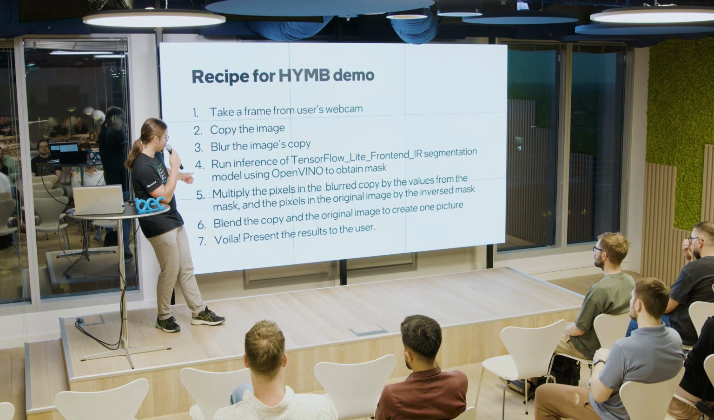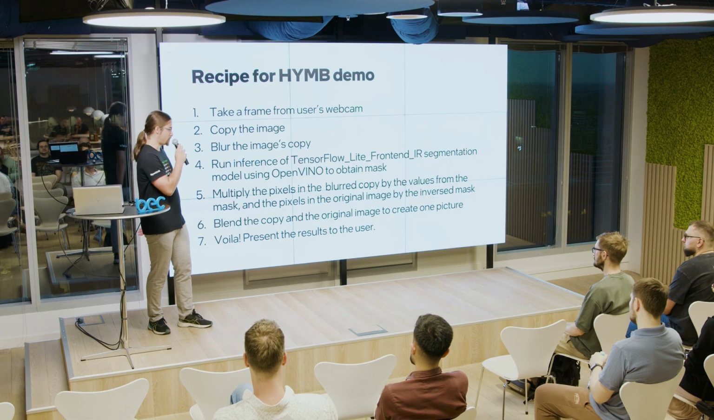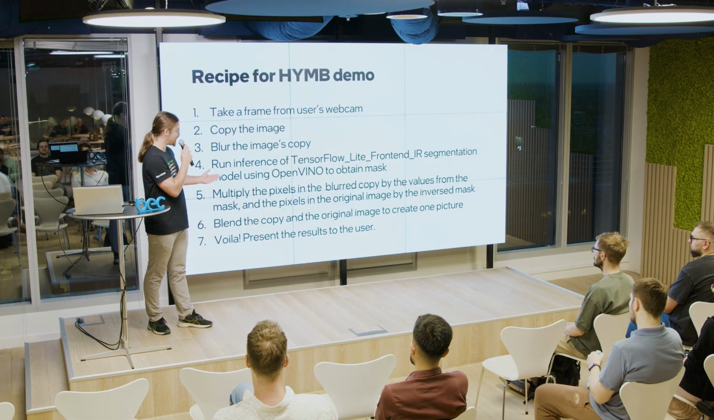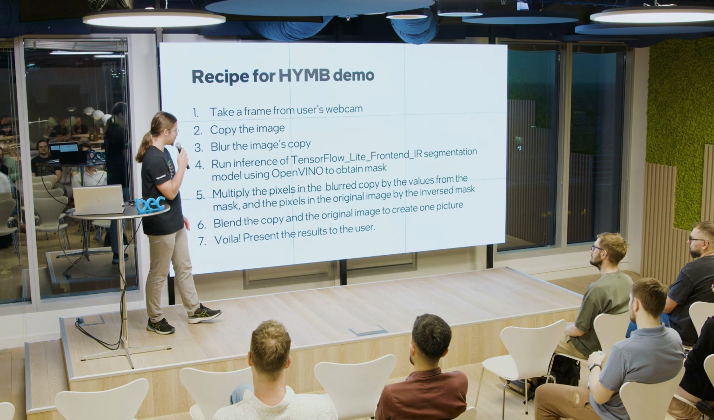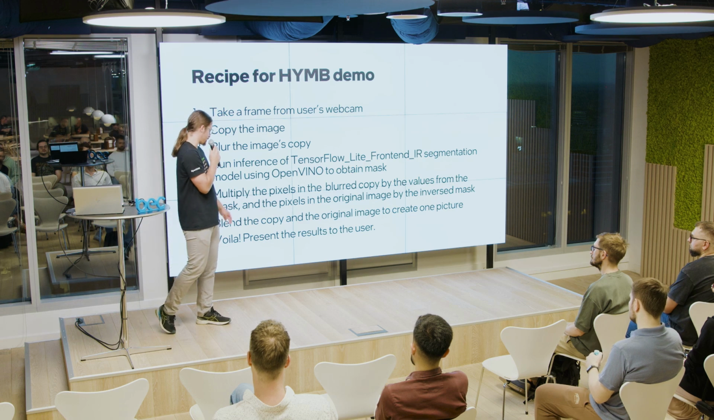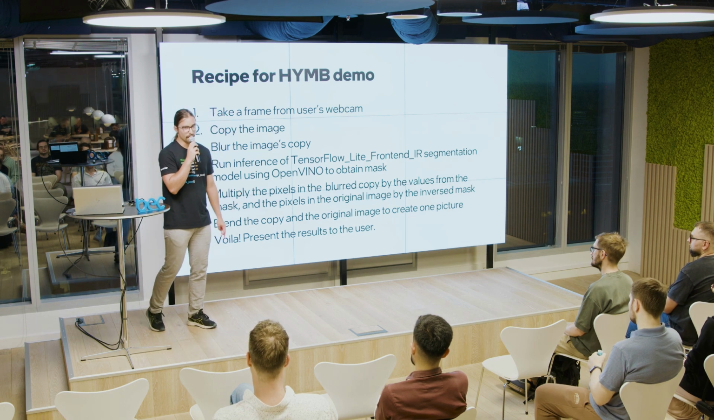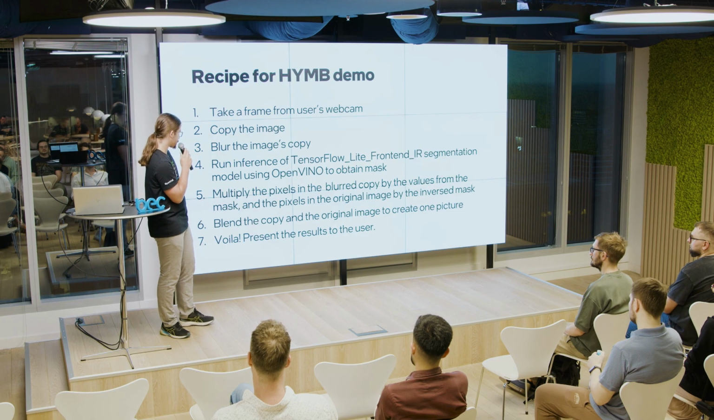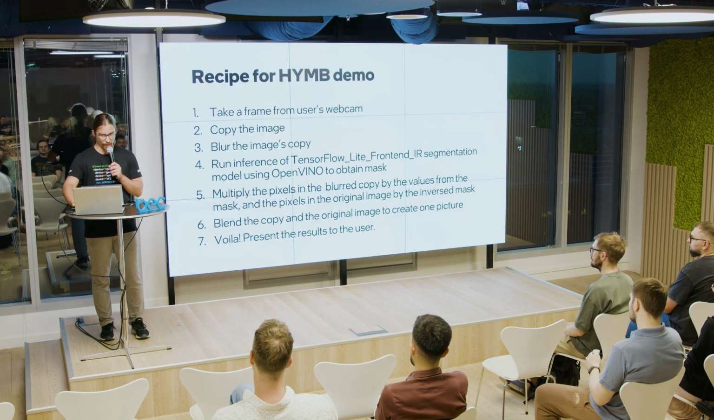Later we multiply the pixels in the blurred copy to get the blurred image just where we want it, and later we blend the copy with the original image to create one picture. So this is quite simple, and we present the results to the user.